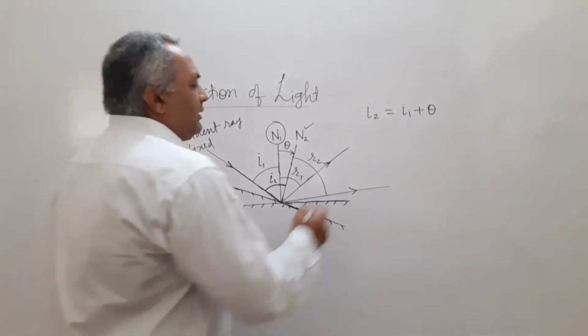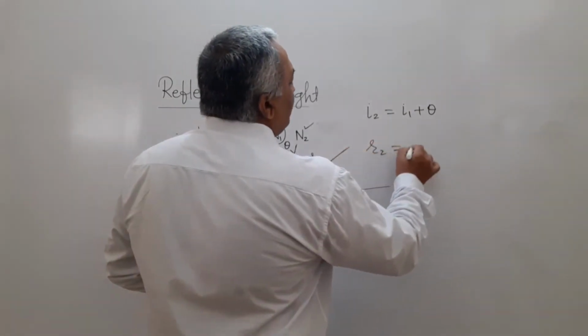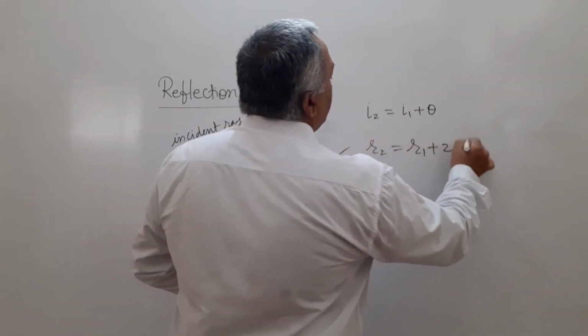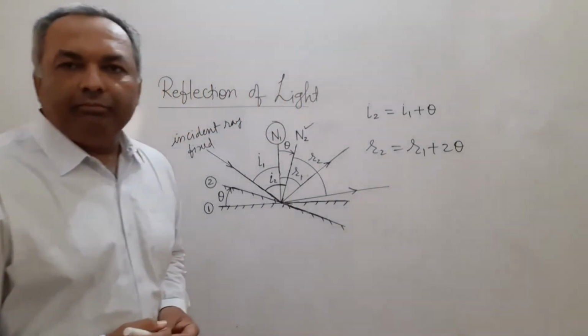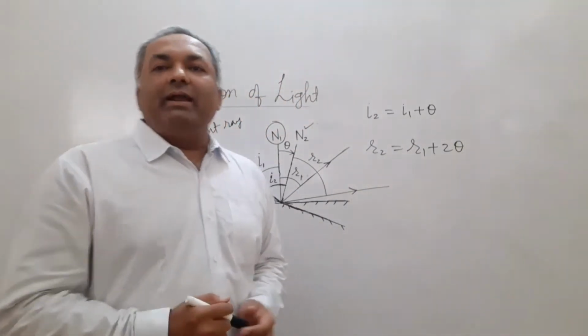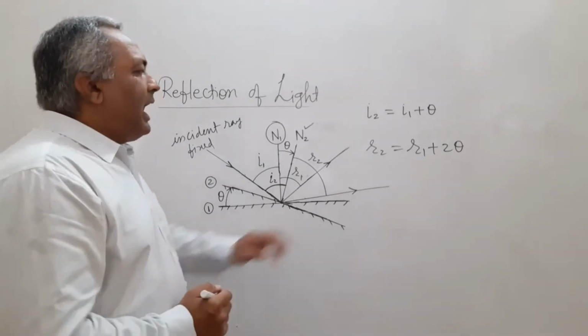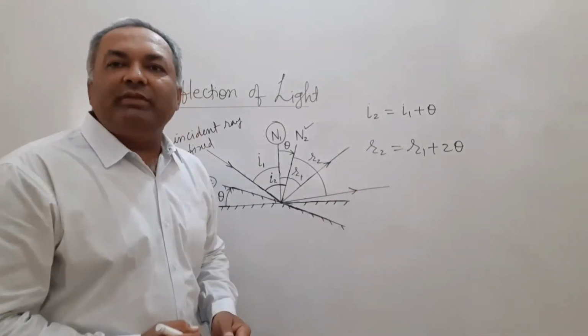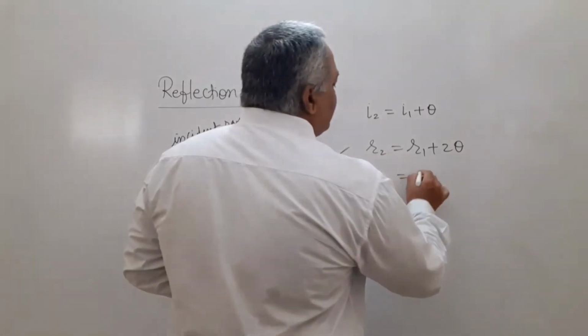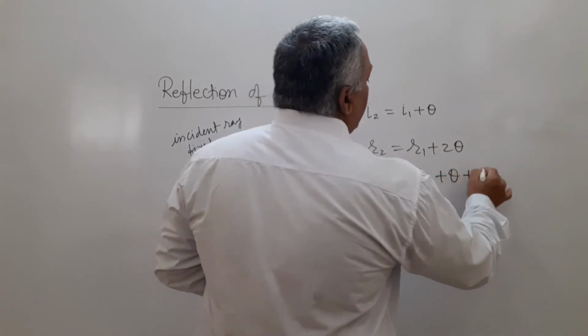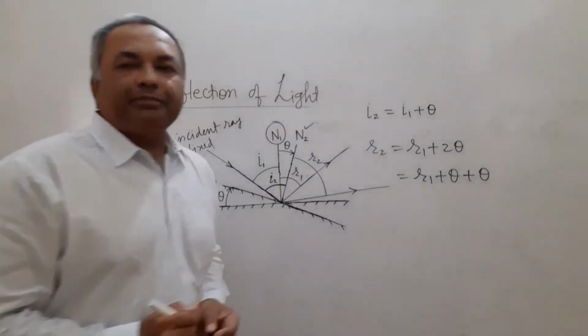Second thing, the angle R2 will be equal to R1 plus 2 theta. Now, how exactly is that possible? Basically, it is R1 plus theta.